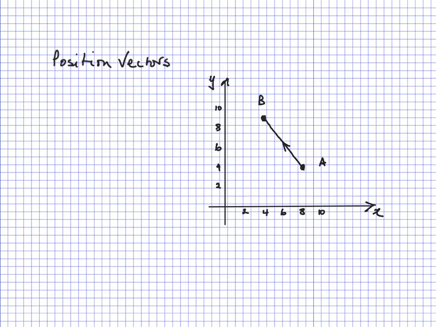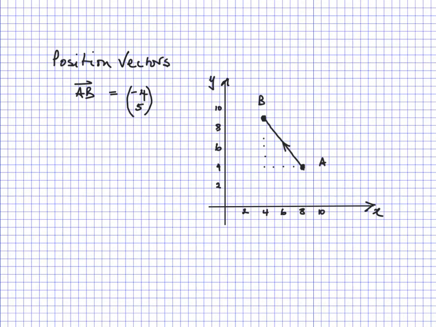How do I get from A to B? Well, we could just count the boxes. So AB, how do we get from A to B? I hope you can see that we move 1, 2, 3, 4 backwards. So we have an x component of -4, and then 1, 2, 3, 4, 5 in the positive y direction. So -4, 5.